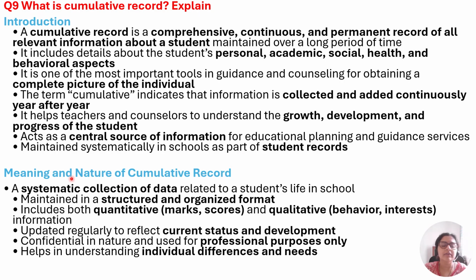Okay, then this is the meaning. What is the meaning of cumulative record? It is a systematic collection of data. It is structured and organized. It includes both quantitative, that is, marks and scores, and qualitative, that is, behavior, interests, and other information. Okay, it is updated regularly to reflect the current status and development. It is confidential in nature and used for professional purpose only. It helps in understanding the individual differences and needs.